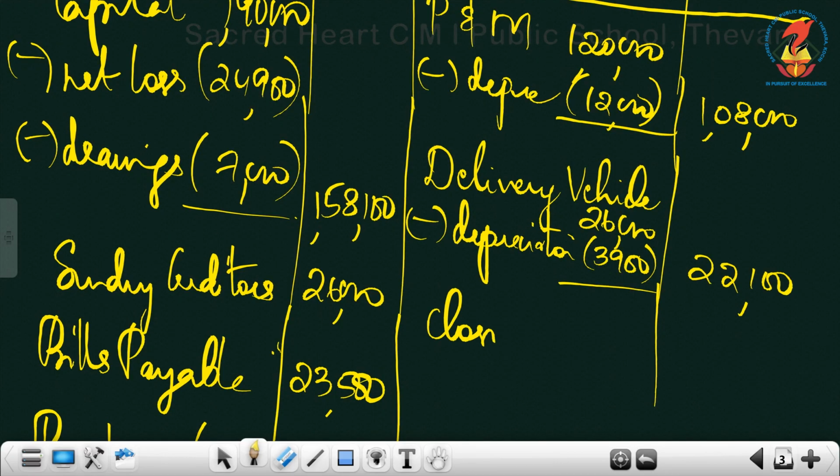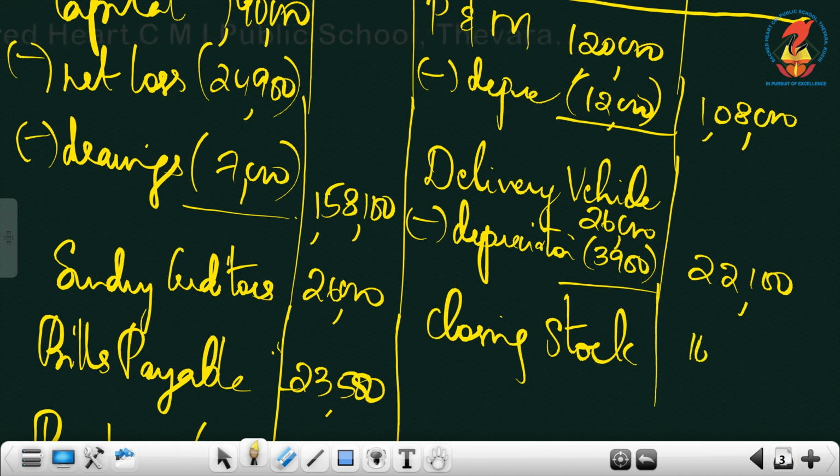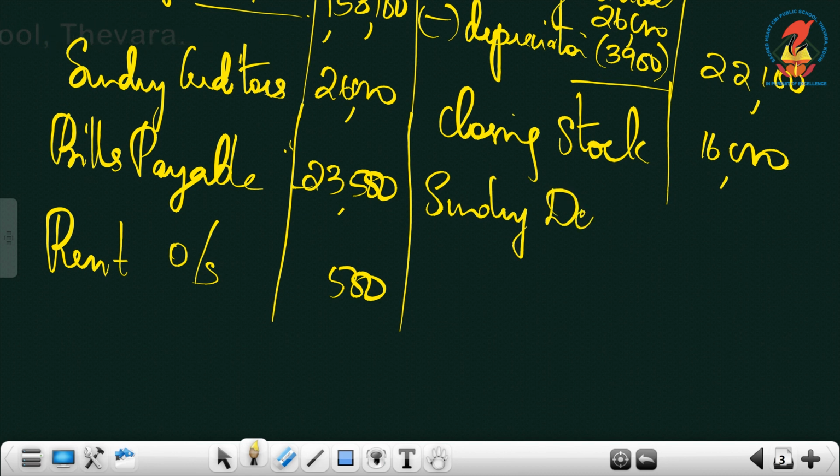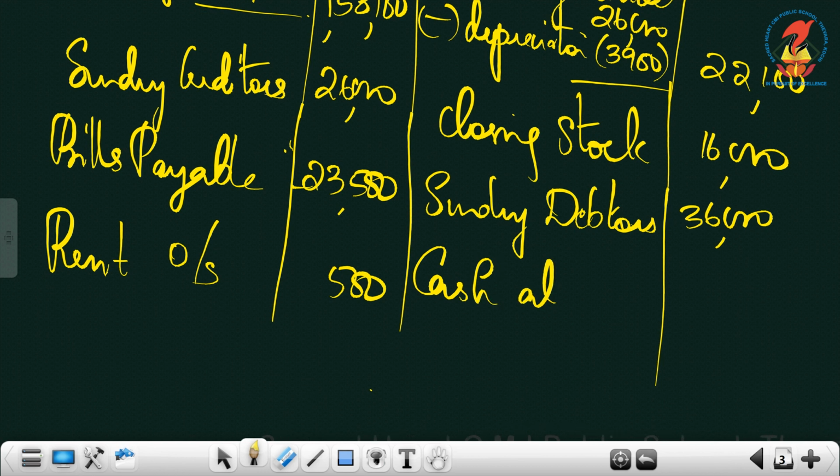Next, what we can write is closing stock. Don't forget to write closing stock. It is a current asset. It's given in the adjustment, 16,000. Then other items in the trial balance, sundry debtors. No problem even if you write closing stock as the last item. Only thing is it must be there in the balance sheet. Sundry debtors 36,000. Then cash at bank we have. The amount is 26,000.